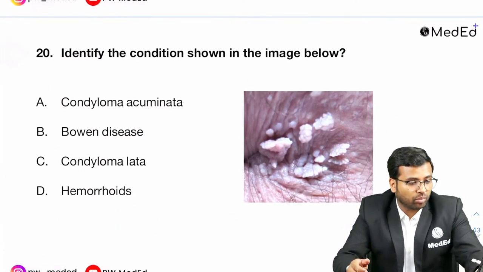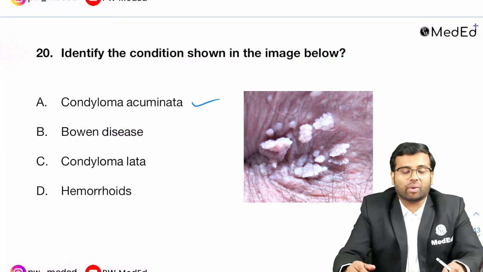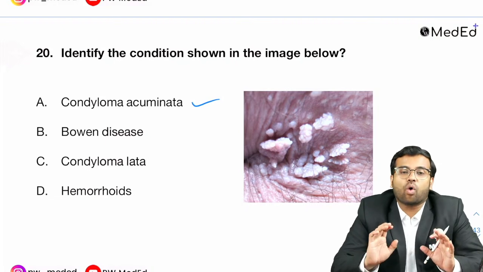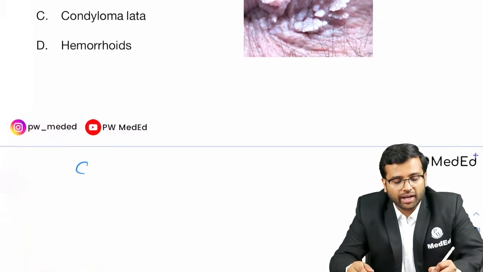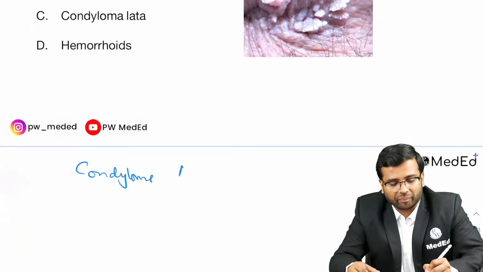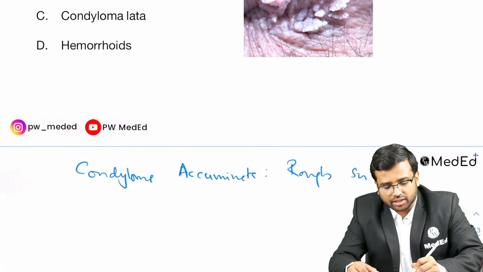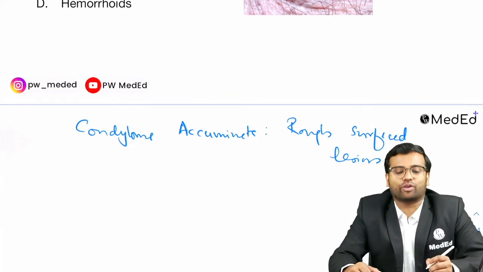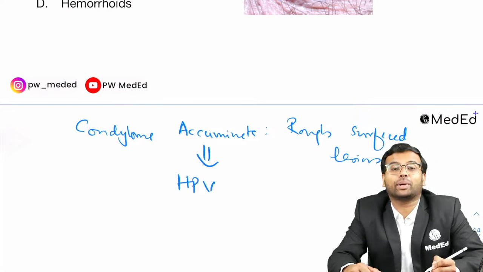Now moving to the next question, most of you have answered it as A. All of you are answering it as condyloma acuminata. Very good. Since you can see a rough surfaced warty kind of lesion, we can call it condyloma acuminata. And what is the causative organism of condyloma acuminata? Yes, this is caused by human papilloma virus.